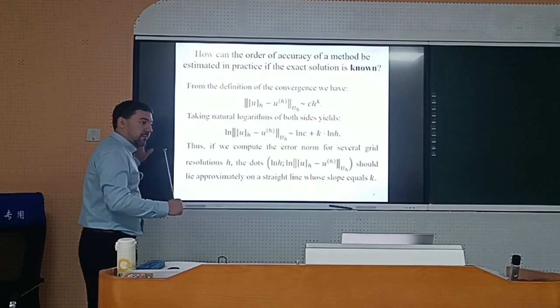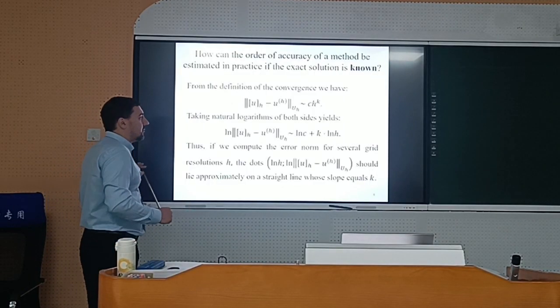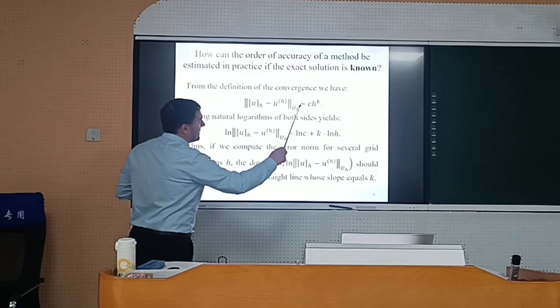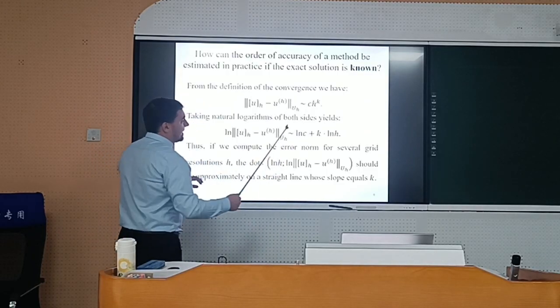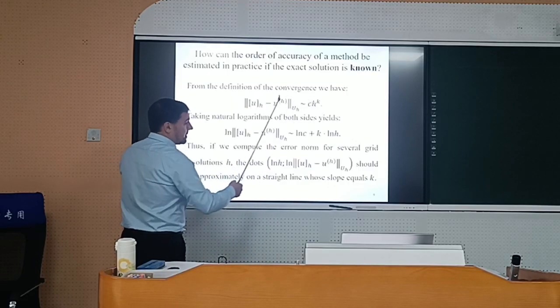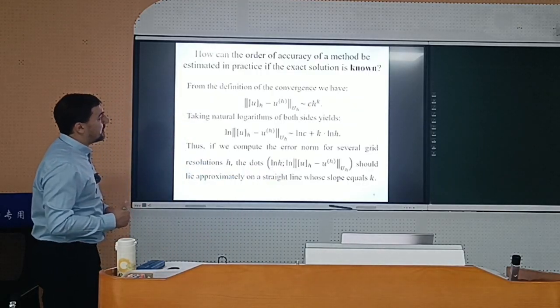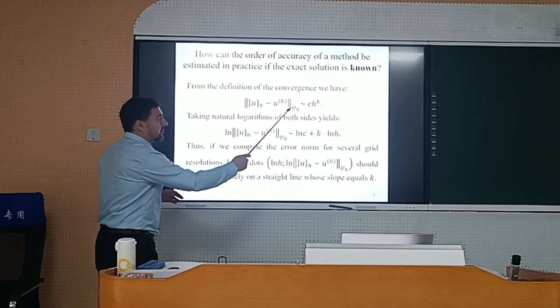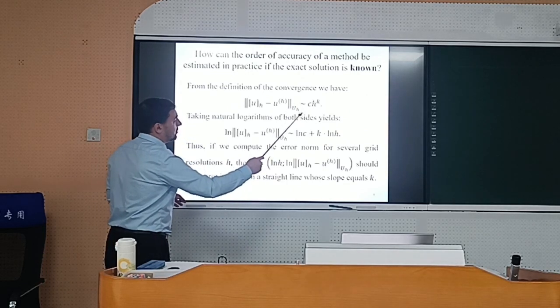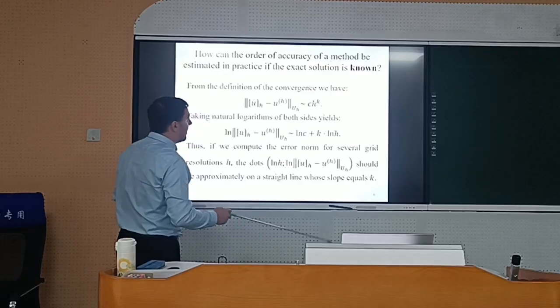I have explained to you which norms are commonly used in practice. The error is of the order of magnitude C·H^K, where C is a constant, H is a step, some small parameter, and K is the accuracy order of our numerical method. For sure, it's not equal to; there are some other terms, but they are considered to be small.